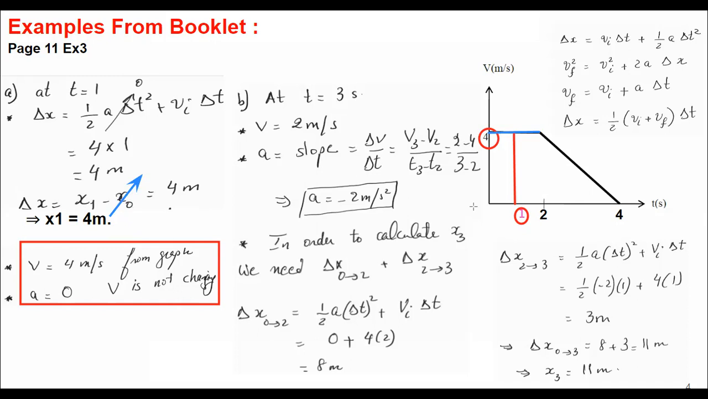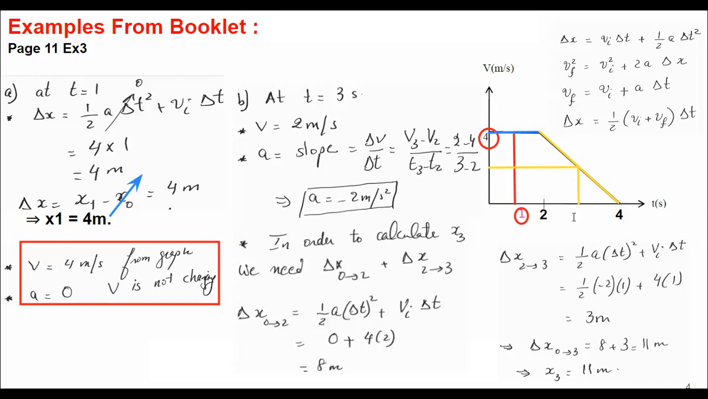That's part A. Part B, we need to find the same position, velocity, and acceleration, but at t equal 3 seconds. So now I'm in this region. I need to calculate at t equal 3, and 3 is in the middle as well. I need to do the calculation for v, x, and acceleration.